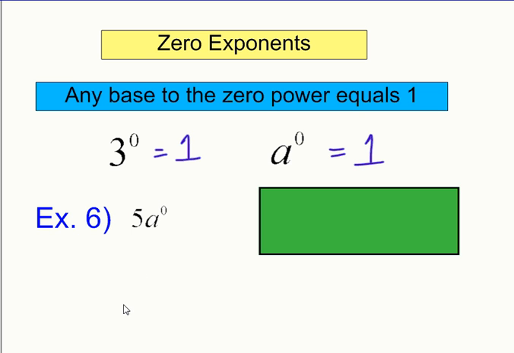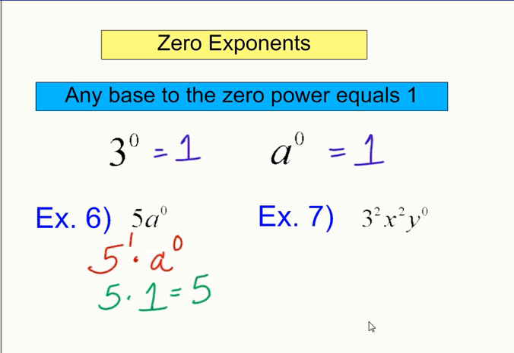So let's look here at example 6. We have 5 times a to the 0. This is saying that I have a base of 5 with an exponent of 1 being multiplied by a base of a with an exponent of 0. Well, we know 5 to the first power is 5, and a to the 0 we know is 1. And 5 times 1 is 5. So this whole thing here, 5a to the 0, really means 5.